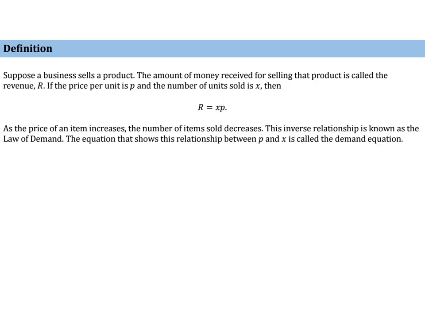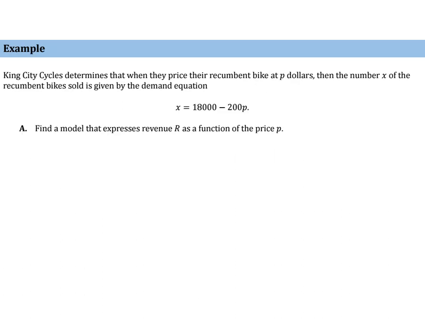Now, if the price of an item increases, well, higher price means that you're going to sell less. Likewise, if the price goes down, then you'll sell more. That relationship between the number of items sold and the price of the item is called the demand equation. Here we have an example where a business is selling recumbent bikes, and the price is P dollars and the number of recumbent bikes sold is X. The demand equation is given by X equals 18,000 minus 200 times the price.